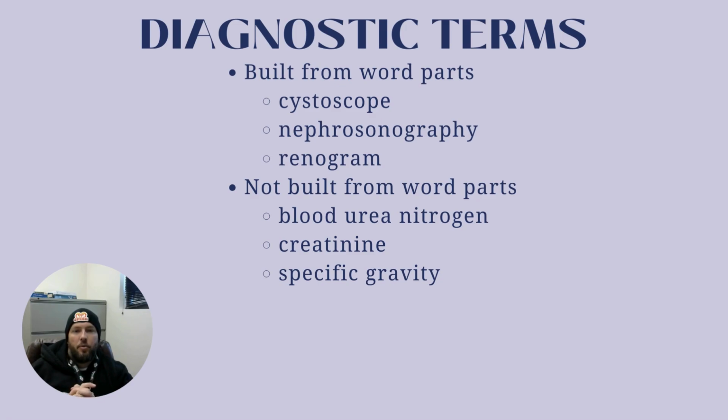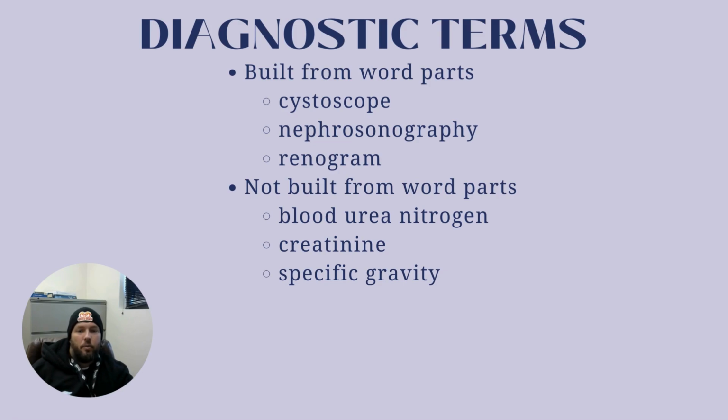Diagnostic terms built from word parts. Here's a few off of the list. Cystoscope is an instrument used to visually examine the bladder. Nephrosonography is a renal ultrasound. Renogram is a radiographic record of the kidney, an imaging test used to evaluate kidney function, renogram.